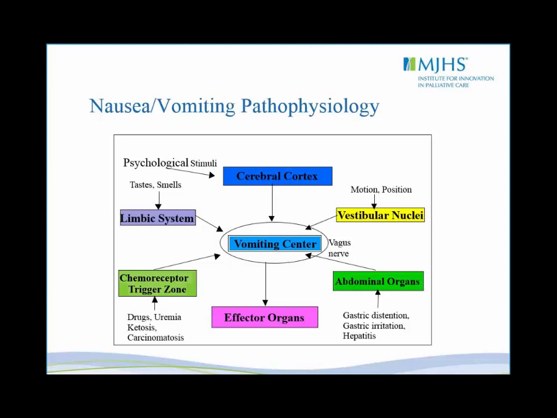For example, if you have gastric distension, gastric irritation, hepatitis, anything that stretches the capsule in the GI tract, then we know that the abdominal organs will be involved. Through the vagus nerve, there will be a transmission to the vomiting center, the cerebral cortex, and so we know that we will need medication that probably acts on the vagus nerve. The same with position or motion, where the vestibular nuclei are affected. If a patient has nausea secondary to movement, we will probably have an interest in a drug that plays a role on the vestibular system.